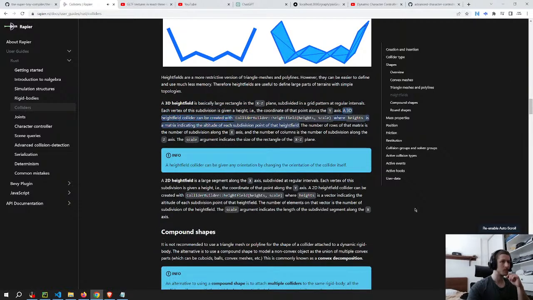A 3D heightfield collider can be created with ColliderBuilder::heightfield(heights, scale), where heights is a matrix indicating the altitude of each subdivision point of that heightfield. The number of rows of that matrix is the number of subdivisions along the x-axis, and the number of columns is the number of subdivisions along the z-axis.